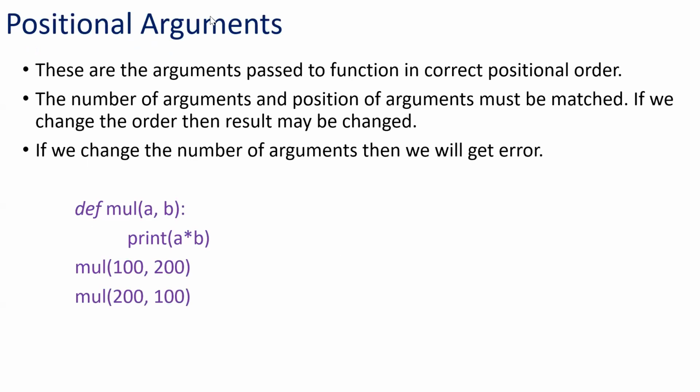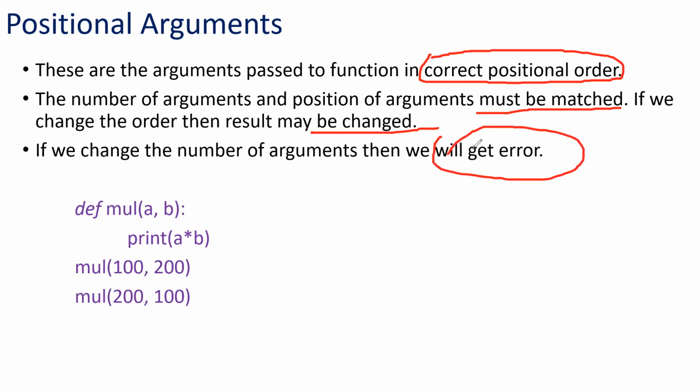Positional argument. This is the first type of arguments when we are dealing with Python. These are the arguments or the inputs or the parameters passed to a function in correct position order. What do you mean by correct position order? The number of arguments and the position of arguments must be matched. If you change the order, then results may change. If you change the number of arguments, then we'll get an error. Just keep it in mind, and now I'll explain.